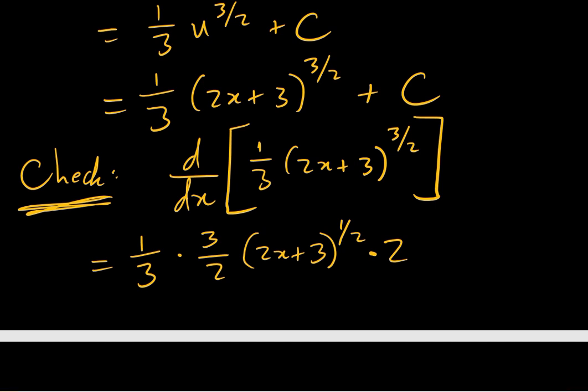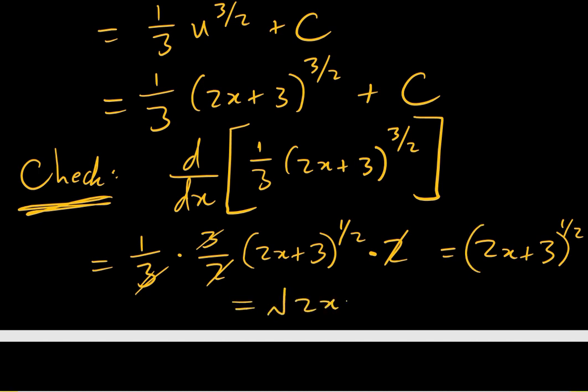And if we do this carefully, we'll see that the 3's cancel here, and then this 2 cancels with that half. And in the end, we're left with 2x plus 3 to the power half. And if we want it to look the way it looked in the beginning, that's just the square root of 2x plus 3. And this is what was inside our integral. So I dare say we are right. So we should be quite happy.